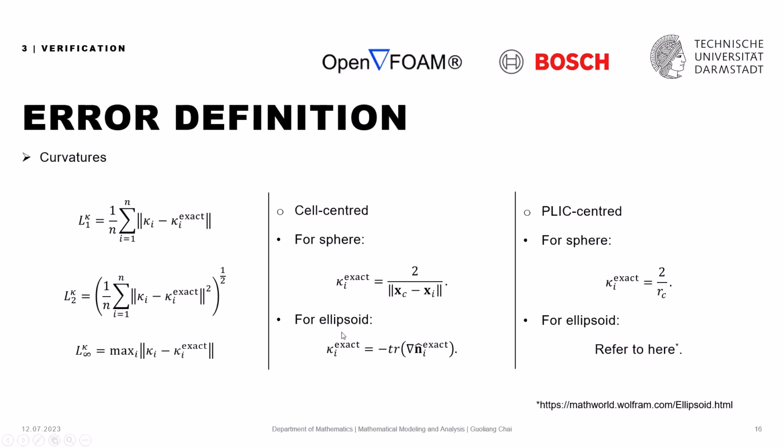And for curvatures, we have two kinds of curvature. First is the cell-centered curvature. Cell-centered curvature for sphere is also very easy. Also, we only need the cell-centered position and the sphere center. So the mean curvature is evaluated here. And for ellipsoid, we use the trace of the gradient of the exact interface vectors as the exact curvature for error evaluation. And for the second kind, it's rather easy. For sphere, it's just 2 over the radius, and for ellipsoid, it's quite a long formulation, but you can refer to here.